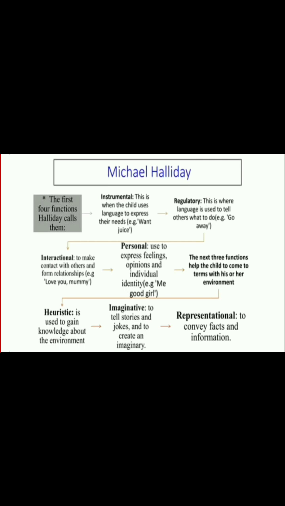Michael Halliday called the first 4 functions instrumental. This is when the child uses language to express their needs. For example, 1. Regulatory. This is where language is used to tell others what to do. Example, go away. Interactional, to make contact with others and form relationships. Example, love you, mommy. Personal, used to express feelings, opinions, and individual identity. Example, me good girl. The next 3 functions help the child to come to terms with his or her environment.